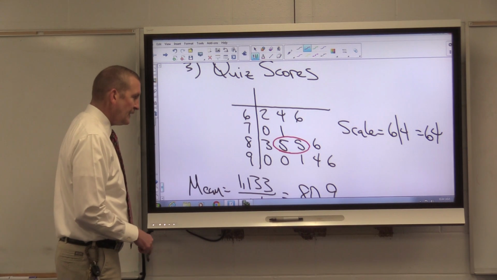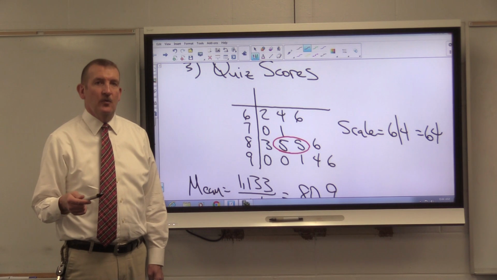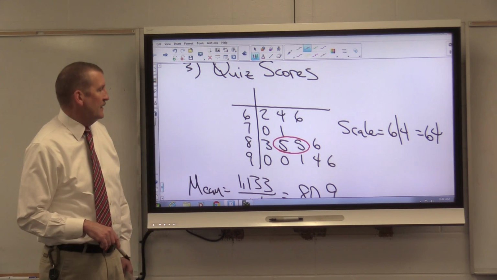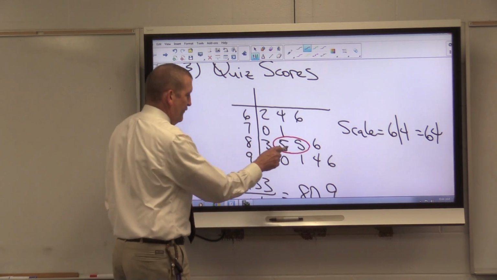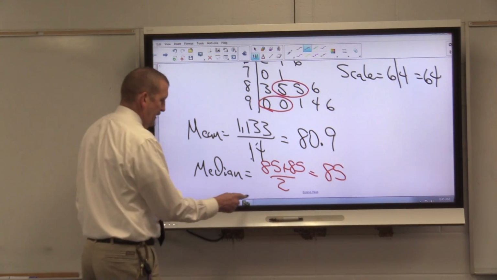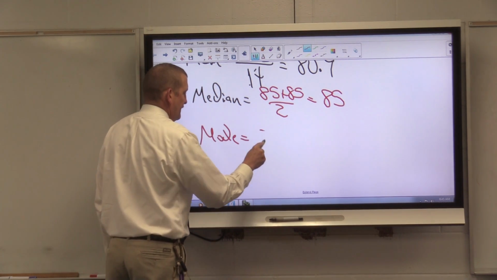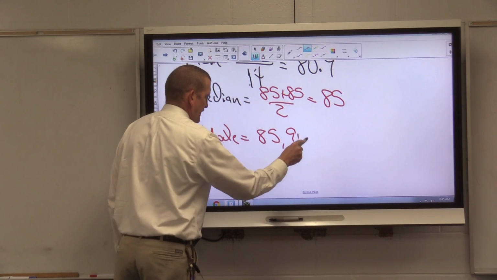All right. So, last measure of central tendency is the mode. Well, the mode is the number that appears most often. Well, 85 appears twice and 90 appears twice. So in this one, I have two modes. My mode is 85 and 90.